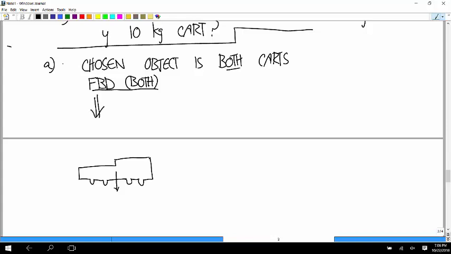Okay, so first thing is the weight. The magnitude is going to be the mass of our chosen object times 9.81. What's the mass of our chosen object? Yep, 30. So 30 times 9.81 is 294.3 newtons down.